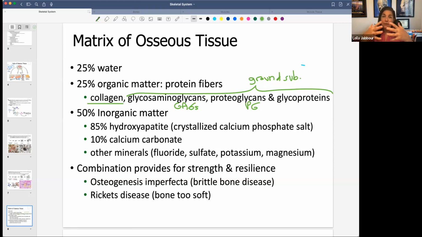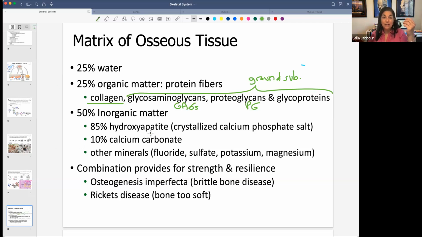So collagen is a very important protein in bone tissue, the same as it is in cartilage. Okay, so 25% of bone tissue is organic matter and 25% is water. So that leaves us with 50% of bone tissue actually being inorganic matter.